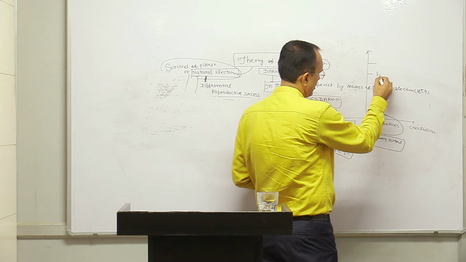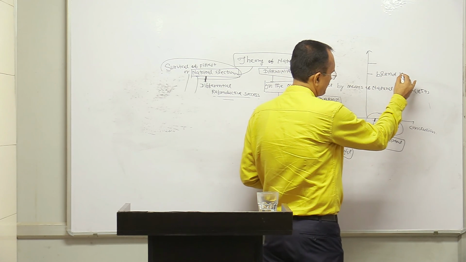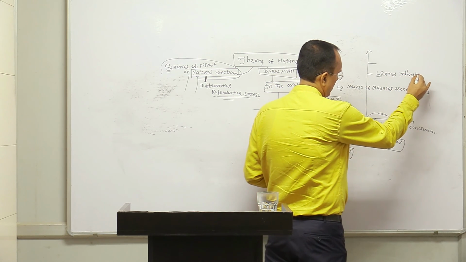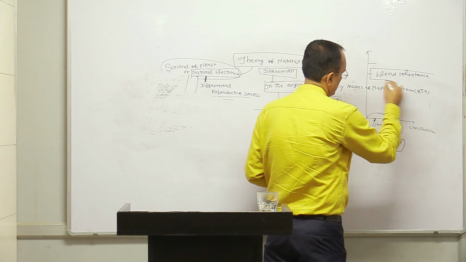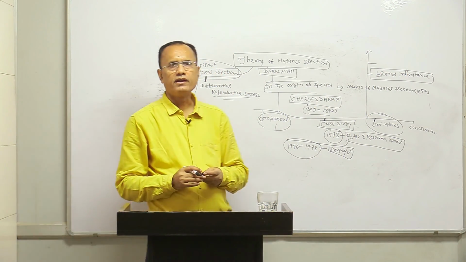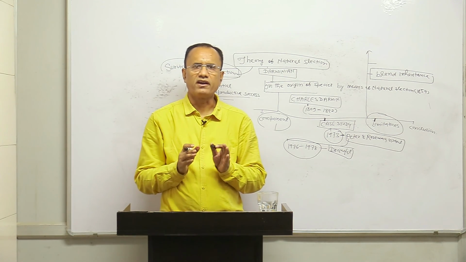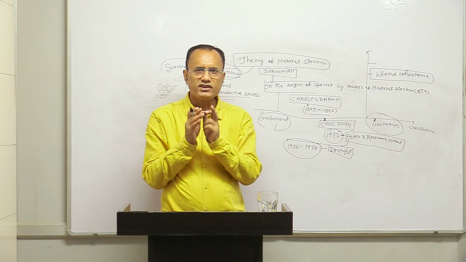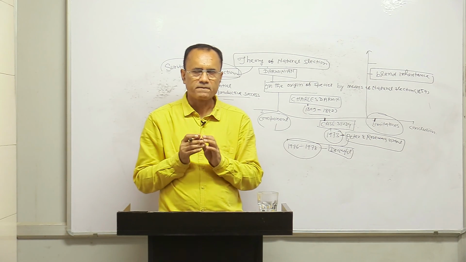believed in blend inheritance, which was proved wrong by Mendel in 1865. So that was the biggest weakness of that theory.